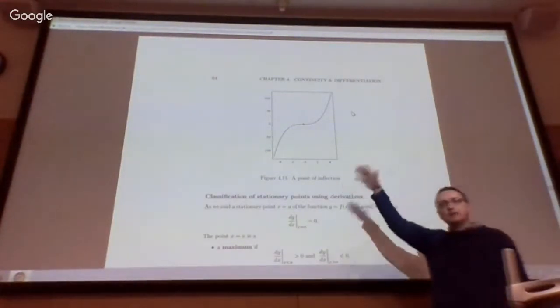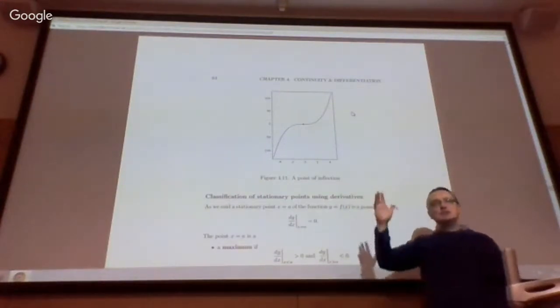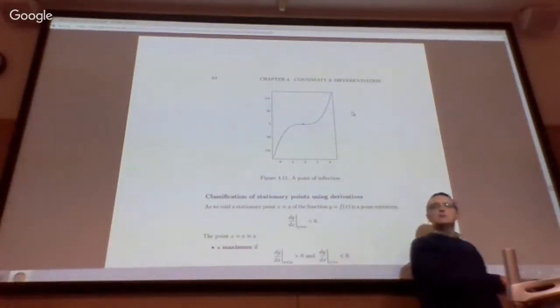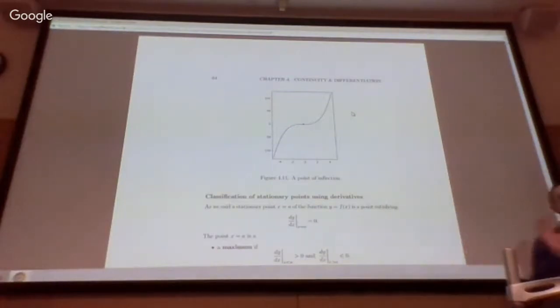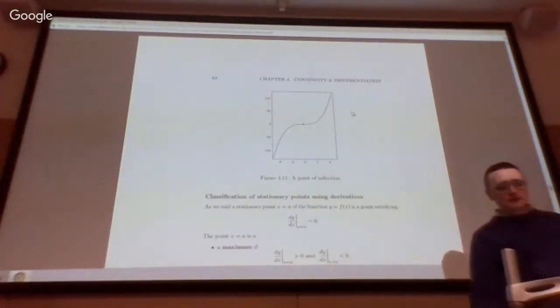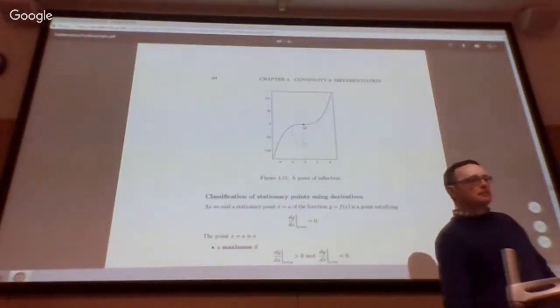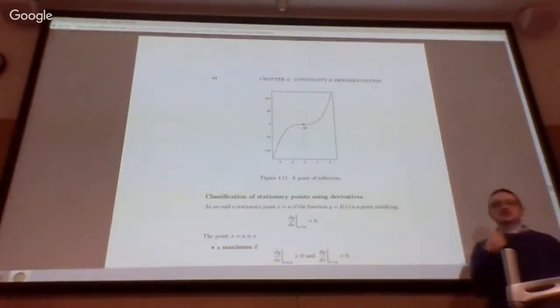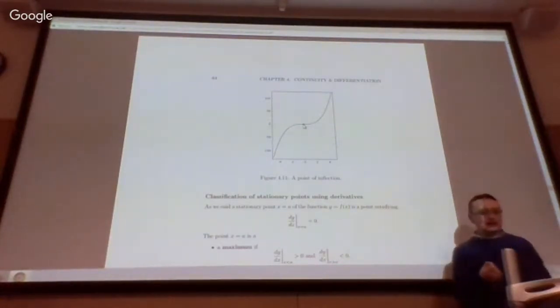If you only looked at one side of it, you would say it was a maximum. You only look at the other side of it, you'd say it was a minimum. But when you look at the whole thing, it mixes the two aspects. So this is a stationary point. Momentarily, instantaneously, the function is stationary at that point. It has a rate of change of zero at that point.